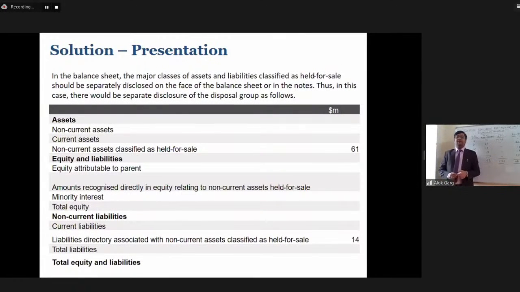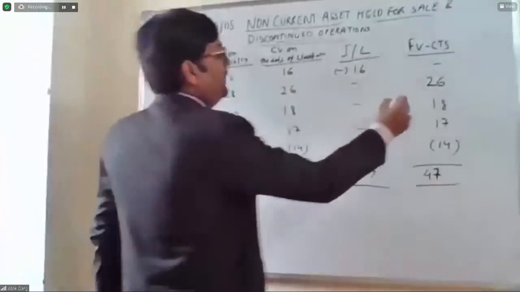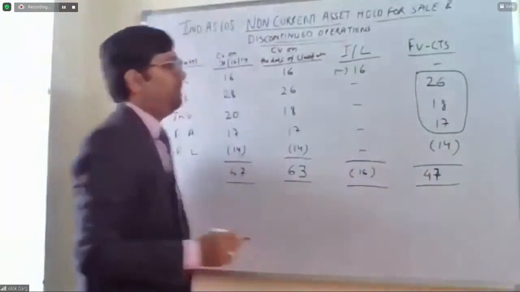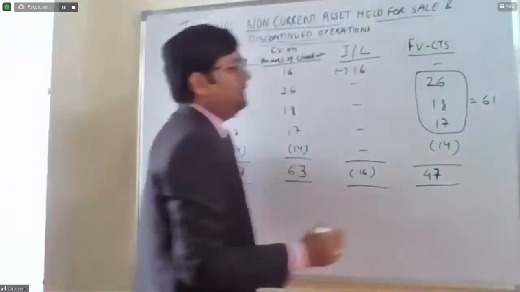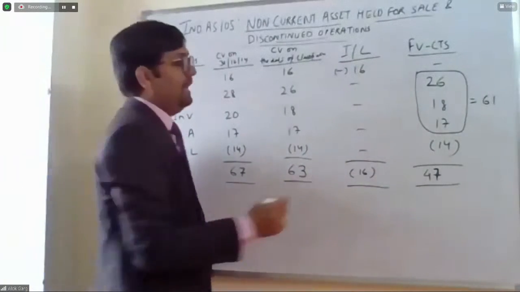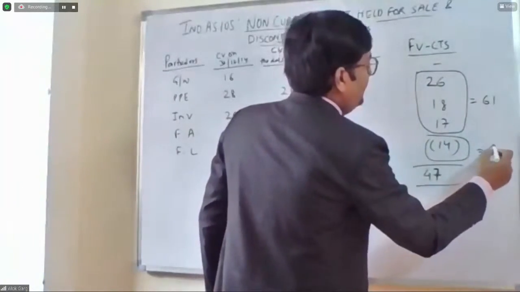In the asset side of the balance sheet, first of all, non-current assets are there, then current assets. Below the current assets, there is a line item, non-current asset classified as held for sale, 61 million. How has this 61 million been arrived at? It is the total value of the assets: 26 plus 18 plus 17. If you total this, it comes out to 61. So 61 has to be shown as the asset of the disposal group, and 14 has to be shown as a liability associated with the disposal group.